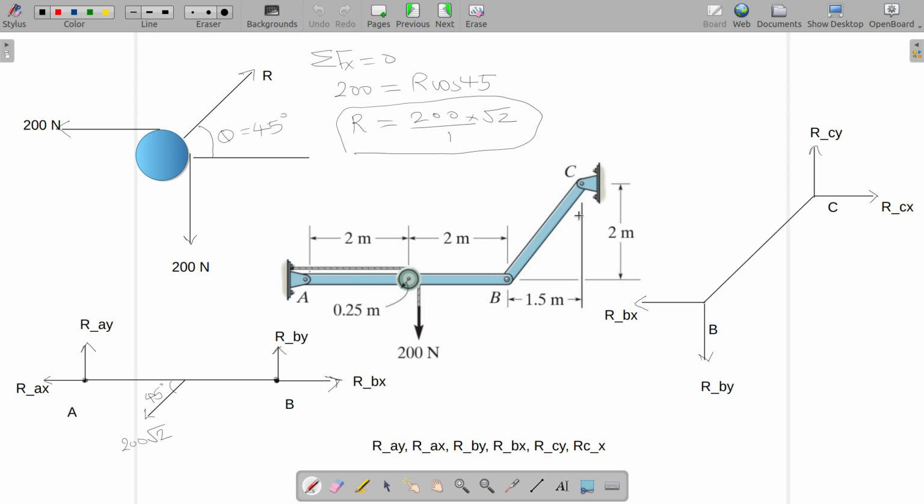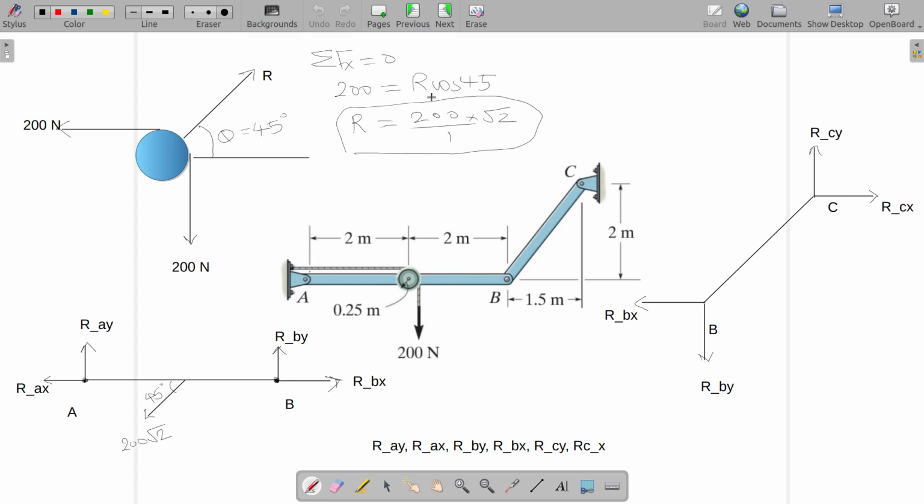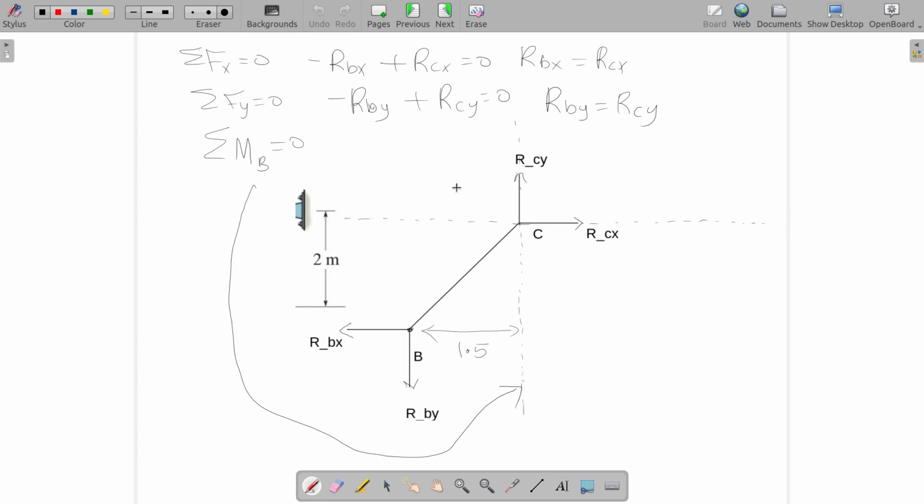These distances should be marked. This distance is 1.5. This distance here is 1.5. And this distance is 2 meter, this distance is 2 meter. Now in the moment equation, this and this are gone.